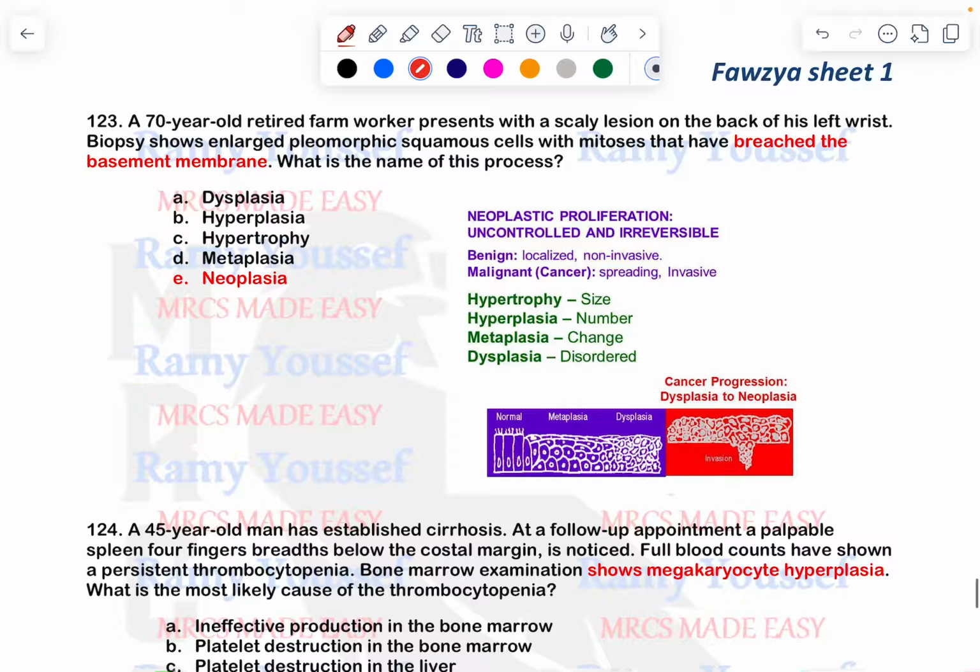A surgeon is carrying out elective splenectomy for congenital spherocytosis. Which structure will be divided? Lienorenal ligament.